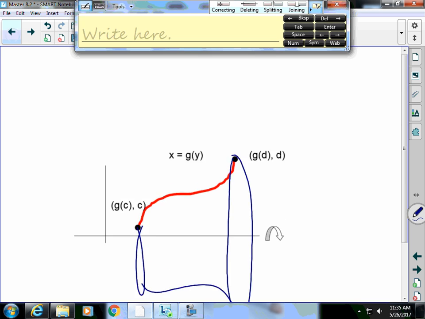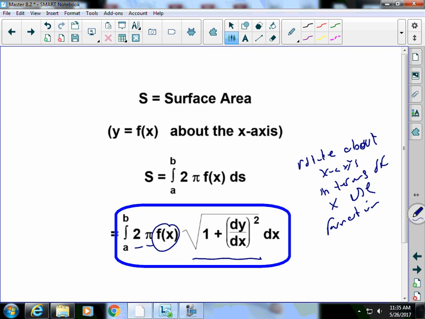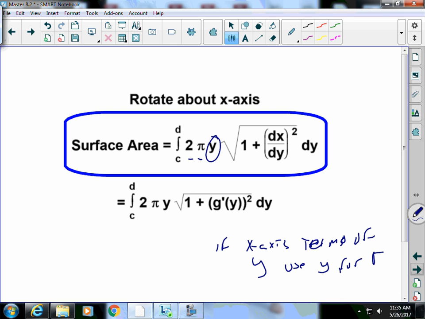All right, so let's go back. Rotate about the x-axis in terms of x, use the function. So what we're saying is, if the axis I'm rotating about is in the same terms as the function, I'm using the function. If the axis I'm rotating around is in terms of the other variable, I'm going to just use that variable for my r.